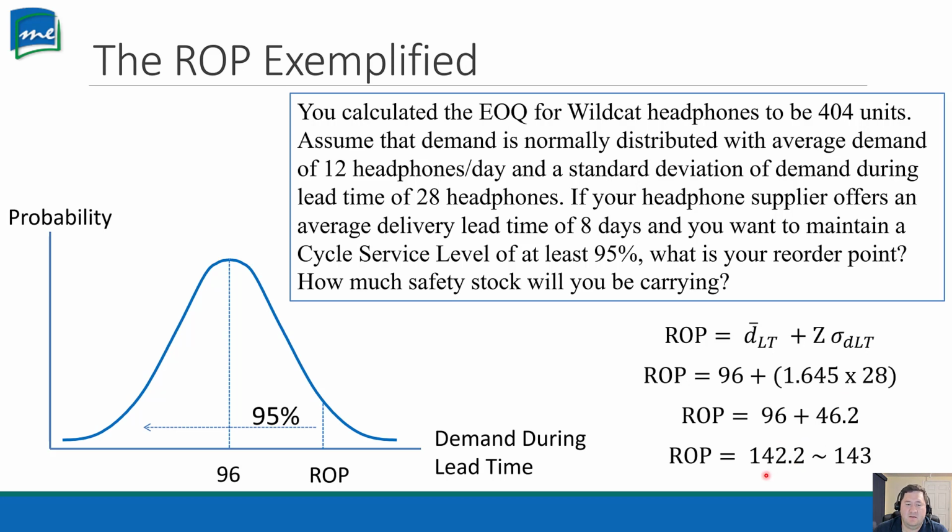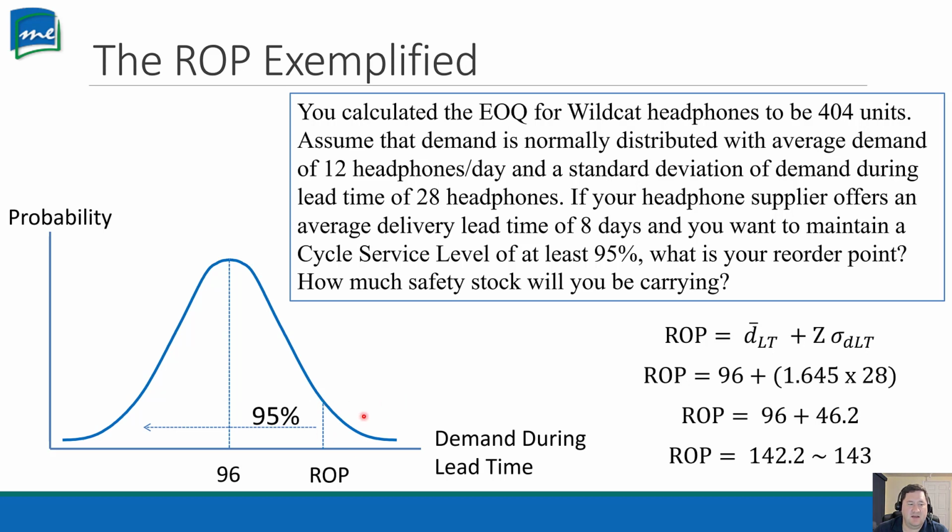Add them together. So our reorder point, which is what we're going to set in the system to let somebody know, is going to be 142.2. That's the correct answer, but you can't have 0.2 of a unit, so we're going to round up to 143 units, because it's always easier to round up. So this reorder point would be 143 units, this line right here. Based on our math, it's going to cover 95% of the orders that we get.